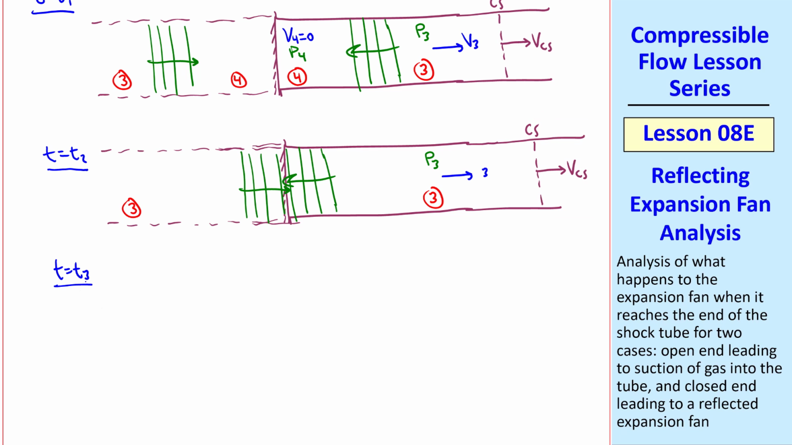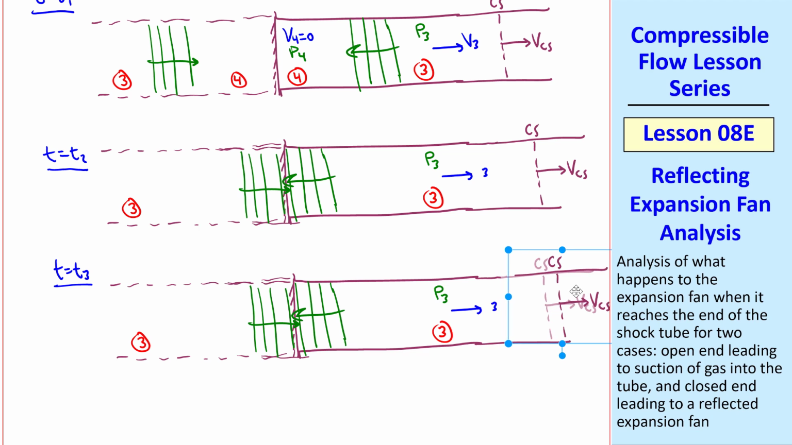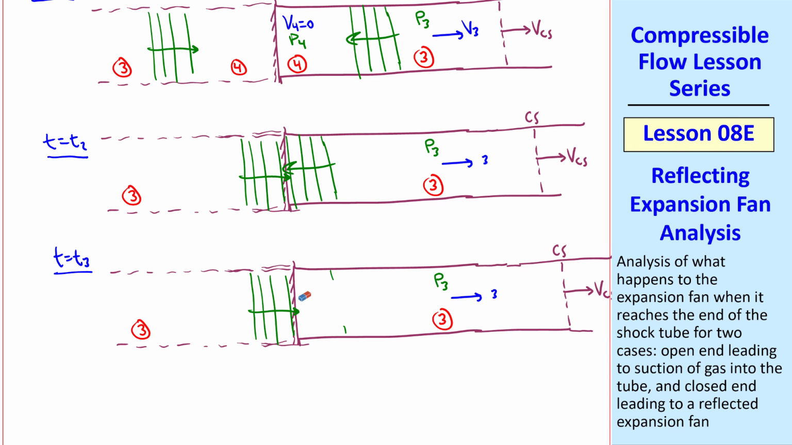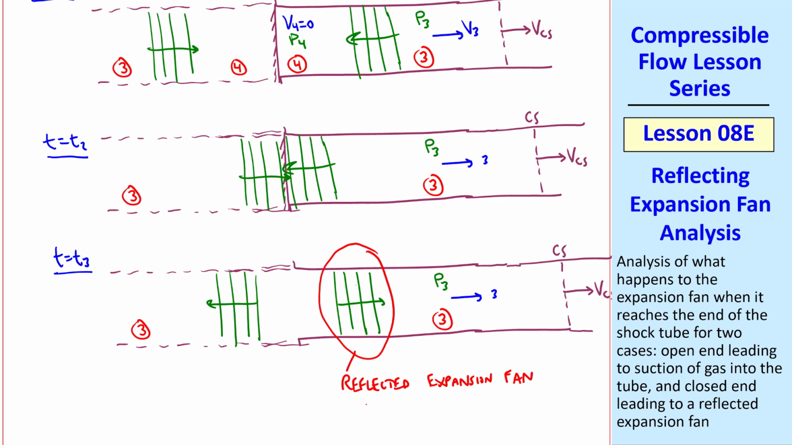At some later time T3, the contact surface has moved even farther to the right, and these expansion fans have passed through each other, so we now have a reflected expansion fan. Again, this is for the closed tube case, so none of this on the left is real, but this is a good way to think about what happens to the reflecting expansion fan. As I said, region 4 no longer exists, and this is now region 6, with P6 less than P3.